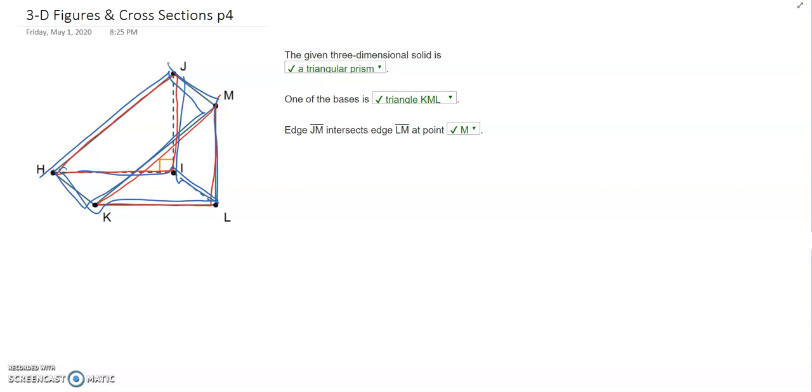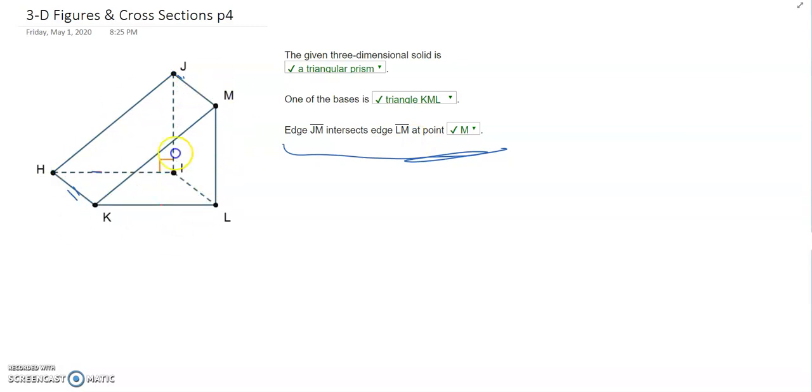One of the edges, edge JM intersects LM, so I can see here if I erase some of these other pieces that I already drew on there. Where does JM intersect LM? If I trace on there JM and LM, looks like they intersect at point M, so definitely is point M on there.